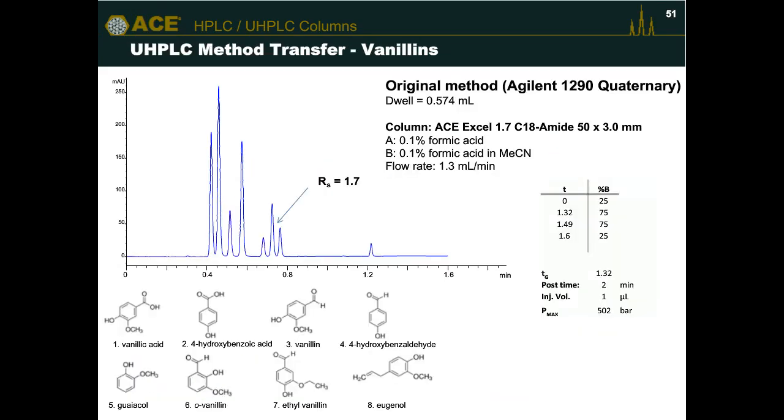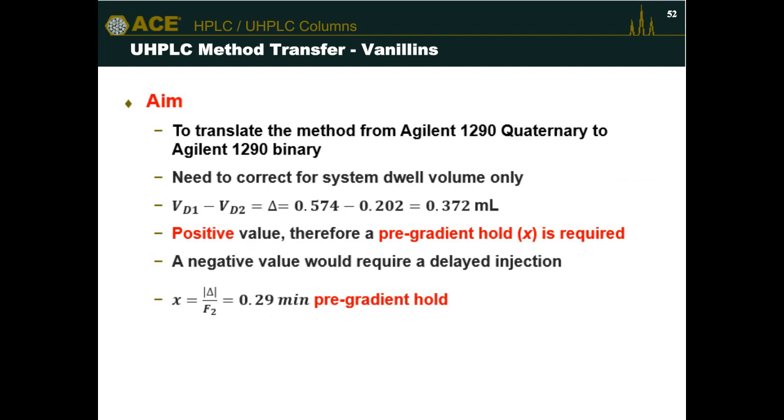Just to show you that with a nice example to finish, here's some vanillin running a very fast gradient, so 1.6 minute runtime here, 1.32 minute gradient. And you can see the critical pair has a resolution just below 2, so 1.7. We're moving that from our quartz system to a binary system. The binary system has a lower dwell volume here, you can see from the equation. That gives us a positive value, so we need to add an isocratic hold at the start of the method. The flow rate tells us how long that should be.